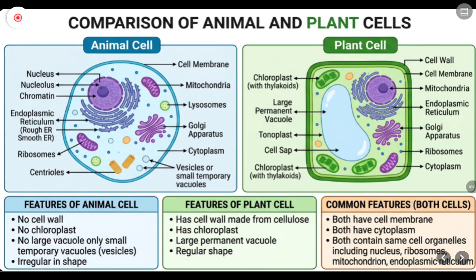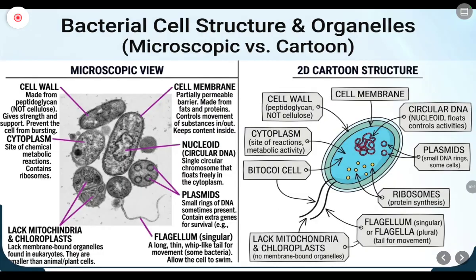Common features of both cells: basically both have a cell membrane, both have cytoplasm, both contain the same cell organelles, which are nucleus, ribosomes, mitochondria, and endoplasmic reticulum. And note the difference between mitochondrion and mitochondria: mitochondrion is one only, but mitochondria is many, it's the plural form of mitochondrion. Okay, now moving on to the next slide.